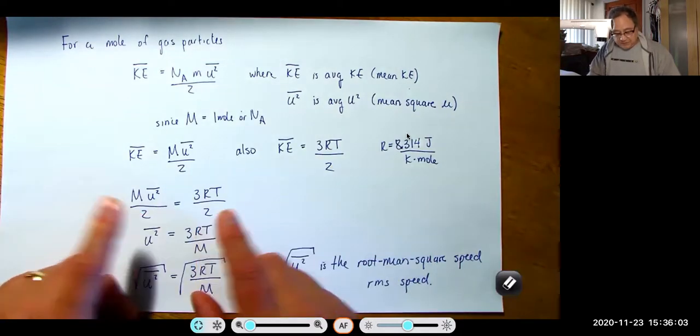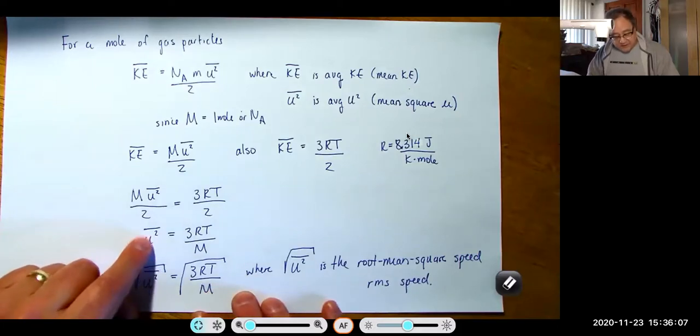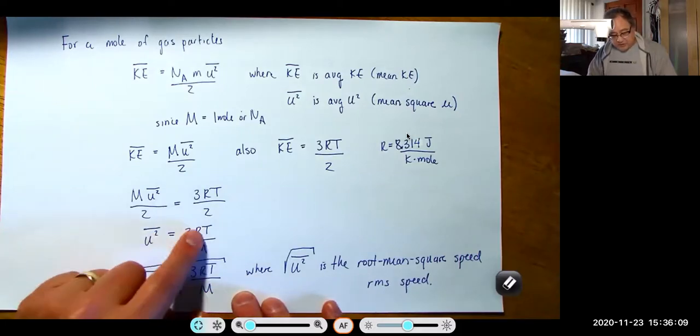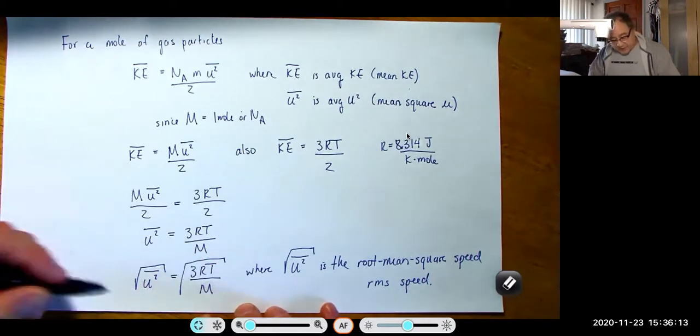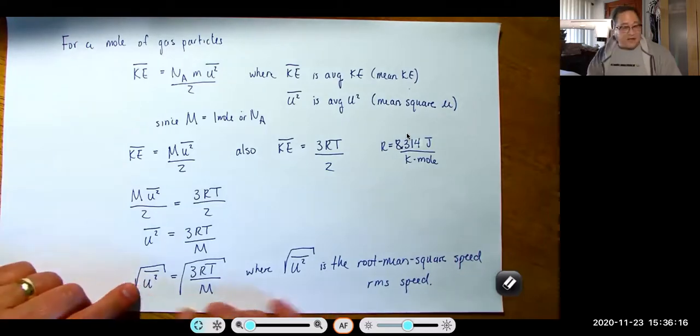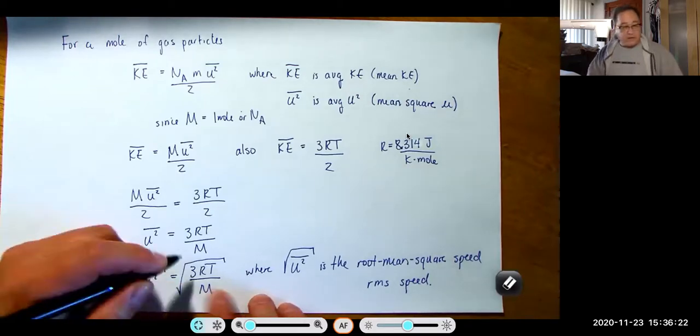And here, when we simplify this, we get that the mean of the velocity squared is equal to 3RT over the molar mass. And then if we take the square root of the mean of the velocity squared, we get the square root of 3RT over the molar mass.